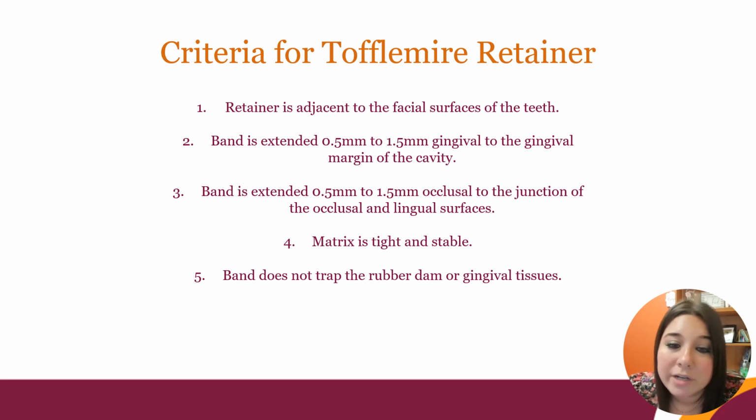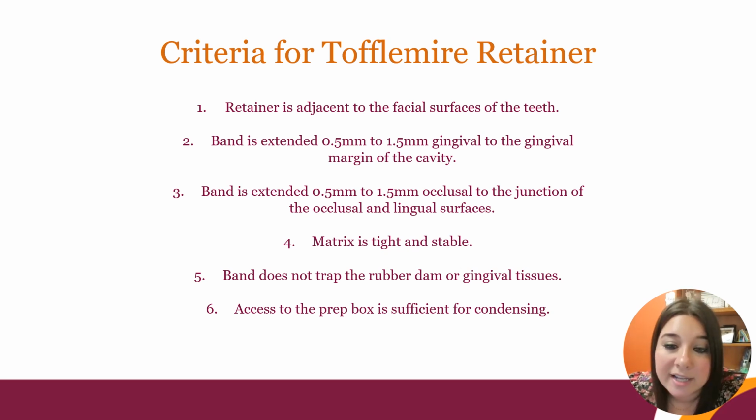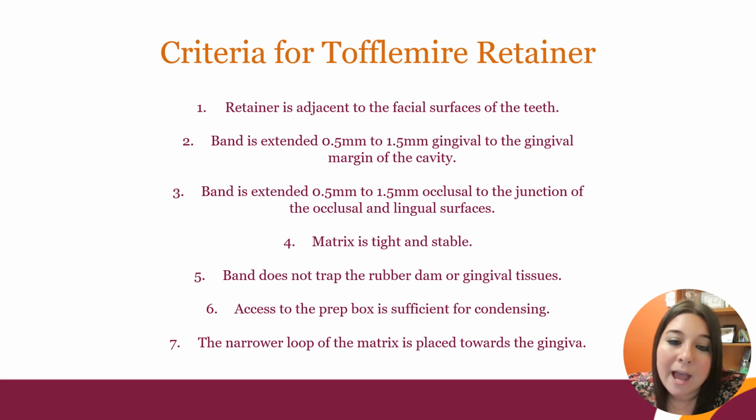The band should not trap the rubber dam or any gingival tissues. The access to the prep box should be sufficient for condensing, so you need to be able to get all of your condensing instruments into the box. And then the narrower loop of the matrix is placed towards the gingiva, whereas the wider loop of the matrix is placed towards the occlusal.